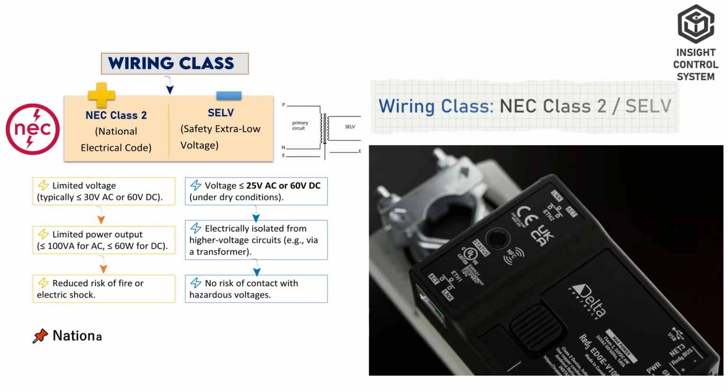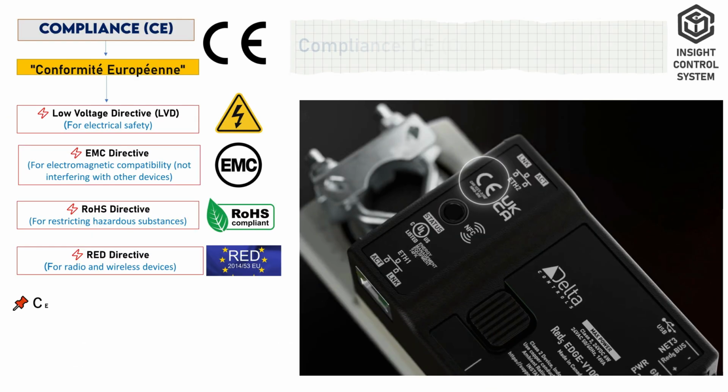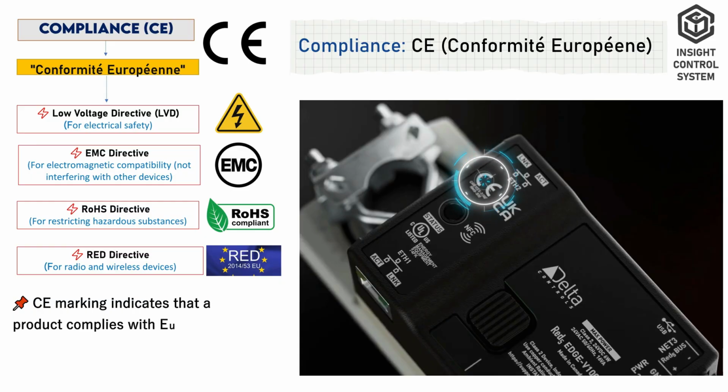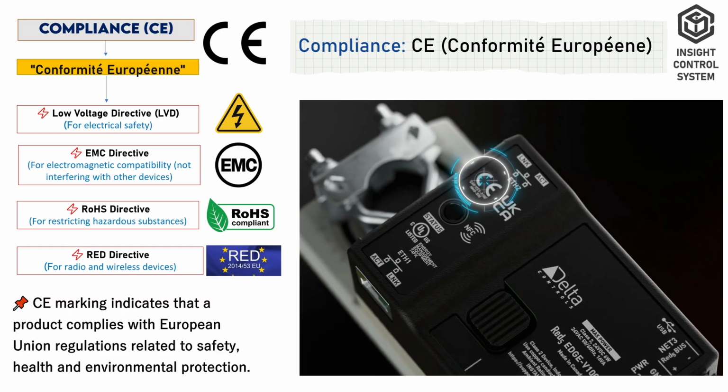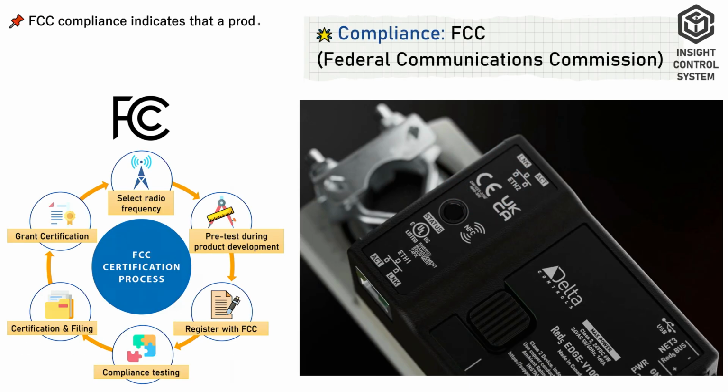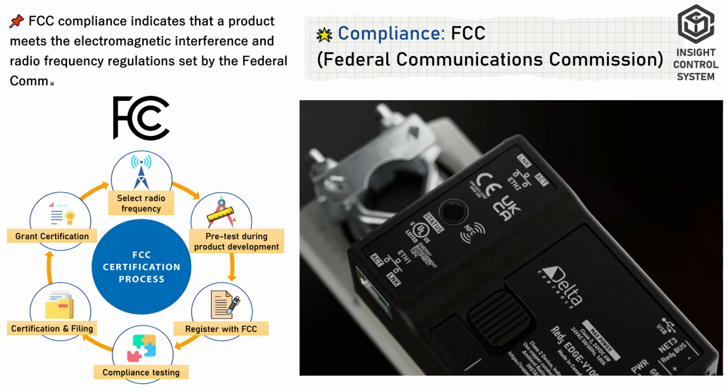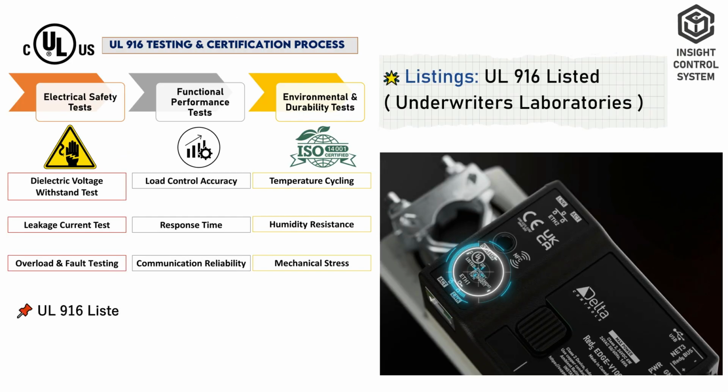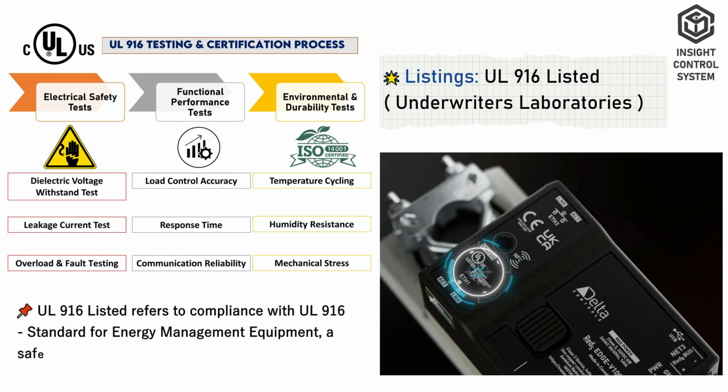Other data, wiring classes: National Electrical Code Class 2 and Safety Extra Low Voltage. CE marking indicates that a product complies with European Union regulations related to safety, health and environmental protection. FCC compliance indicates that a product meets the electromagnetic interference and radio frequency regulations set by the Federal Communications Commission in the United States. UL 916 listed refers to compliance with UL 916, Standard for Energy Management Equipment, a safety standard developed by Underwriters Laboratories.